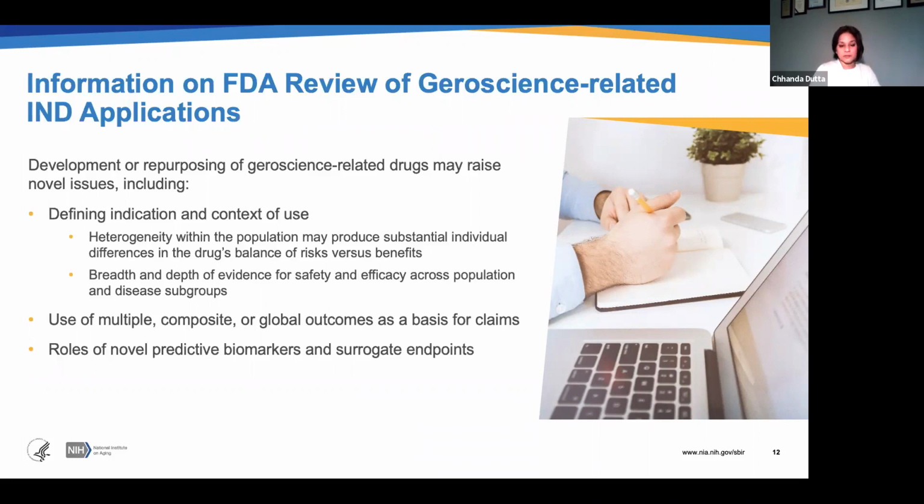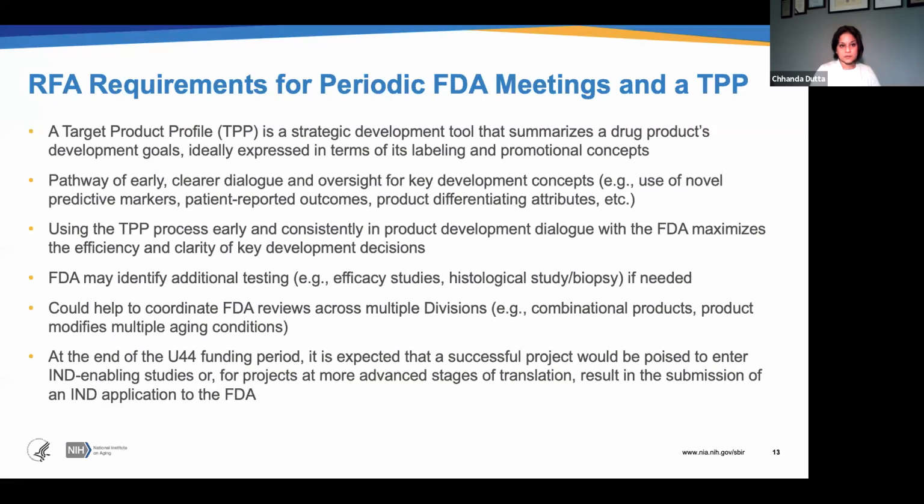And one final point is, since we are targeting aging mechanisms and we're trying to influence health, promote healthy aging, there's also an opportunity to develop and use novel predictive biomarkers and surrogate endpoints, and the extent to which you can validate these measures and look at some of these issues before you get to testing them in humans during the preclinical drug development process is also something we want you to think about in your application. Next slide, please. RFA requirements for periodic FDA meetings under TPP.